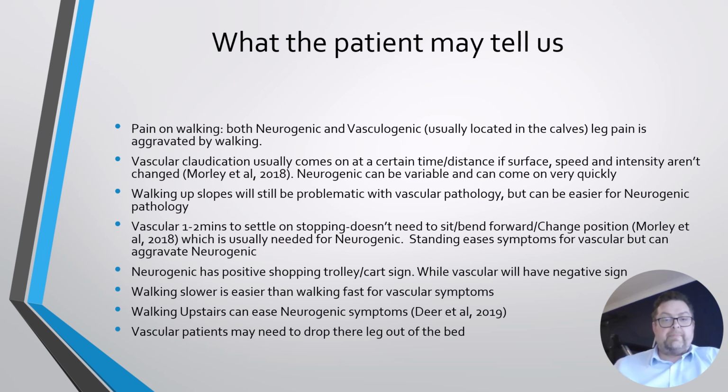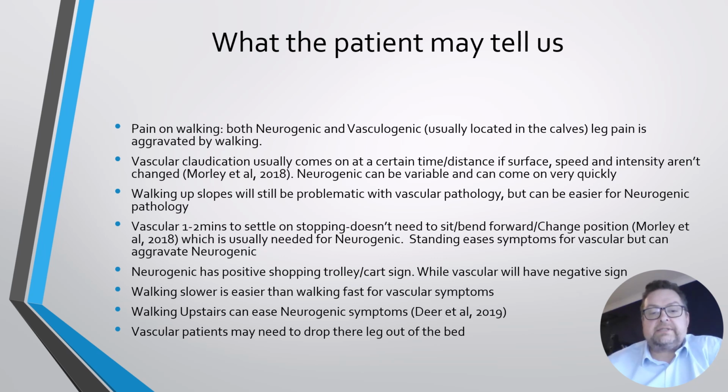So, what the patient might tell us, which is obviously the most important. Pain on walking can be due to both neurogenic and vascular causes. Vascular claudication, as we mentioned, usually comes on at a certain time, distance or surface. Speed and intensity aren't changed. Neurogenic can be variable and can come on very quickly. Walking up slopes will still be problematic with vascular pathology because of increased metabolic demand, but can be easier for neurogenic pathology.